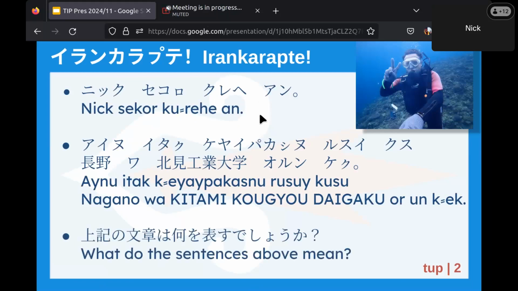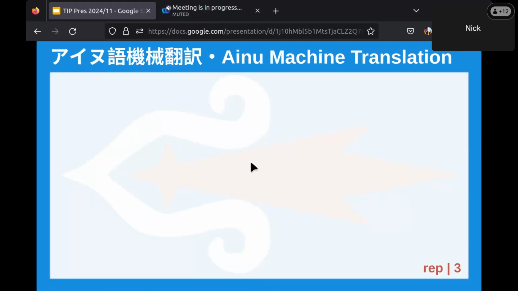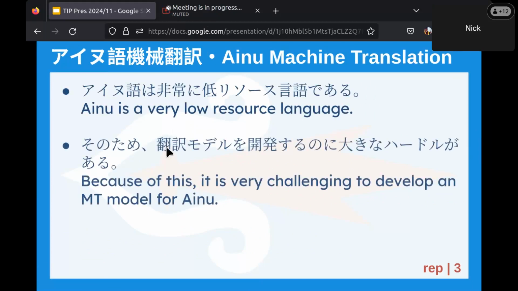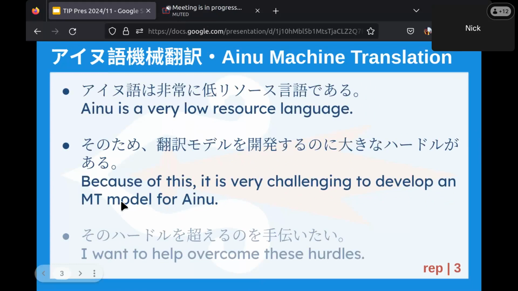What does that mean? You can't go to Google Translate and find that out. So Ainu is a very low resource language. Because of this, it's very challenging to develop a machine translation model for Ainu. And I want to help overcome these hurdles.